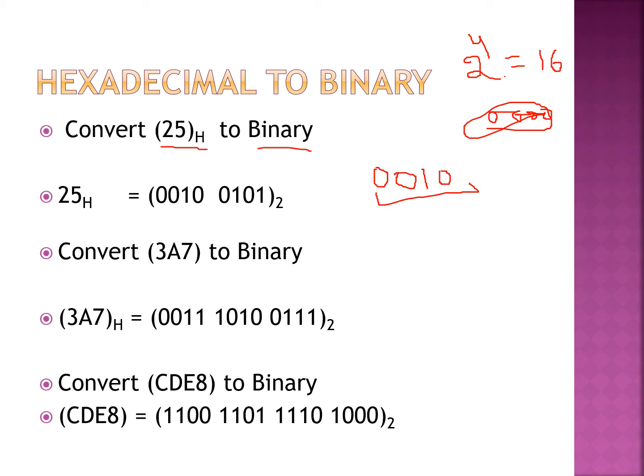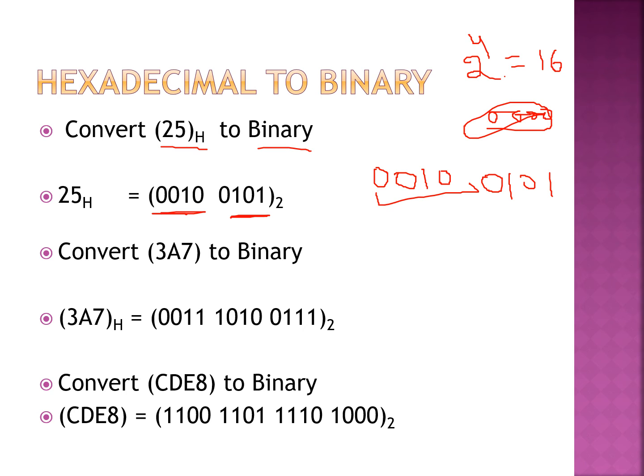Now similarly, this 5 can be represented in a combination of 4 bits. So how do we write 5? So 5 can be written as 0 1 0 1. So if we combine all these values, this will be equal to the binary conversion. So in this way, we can convert hexadecimal into binary. So this is the value that I have explained to you.